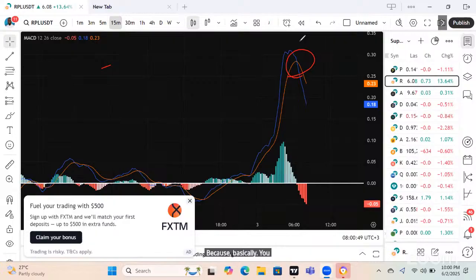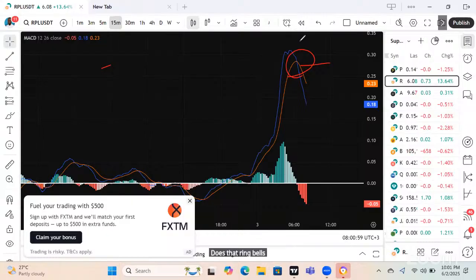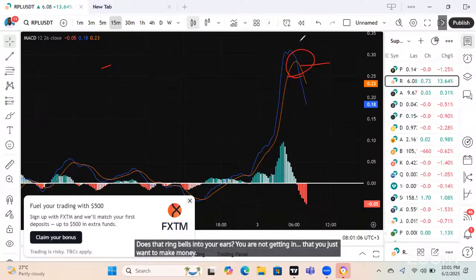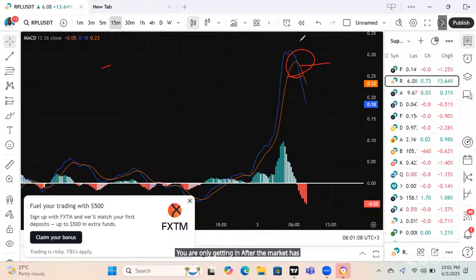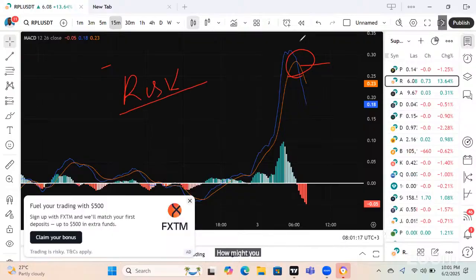You are only getting in after a strong indicator appears in the 15 minutes that the market is going down. Does that ring bells in your ears? You are not getting in just because you want to make money. You are only getting in after the market has given a strong indication that it's moving down. The only thing you need to work on is risk management. How much you're exposing, how much is your take profit?